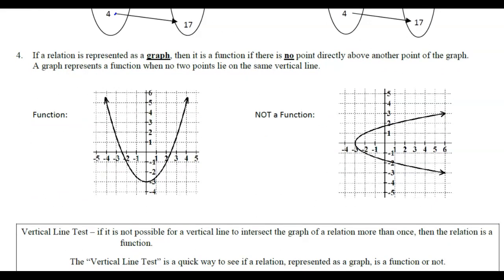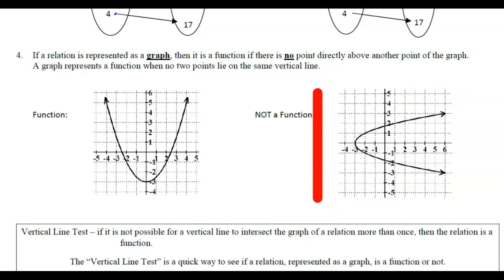If a relation is represented by a graph, then it is a function if there's no point directly above or below another point of the graph. A graph represents a function when no 2 points lie on the same vertical line. So sometimes you will see it defined below. We'll call it a vertical line test. So if I pretend that's my pencil, and I'm moving that along the graph, anywhere I move it, the graph only touches the line once. If I go over here, touches once there, but then twice everywhere else. So this is not a function.